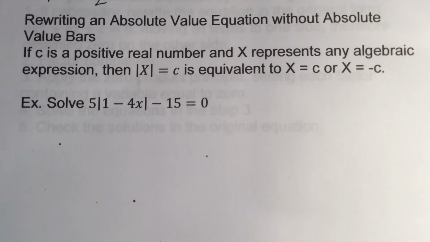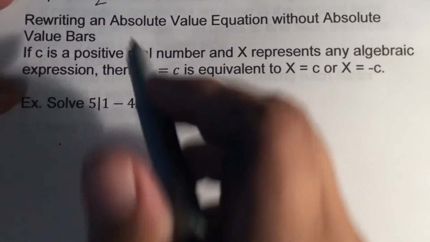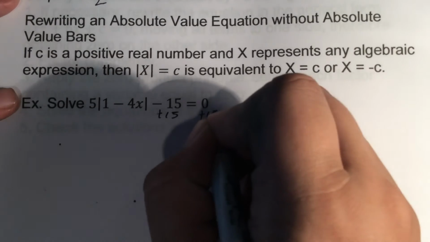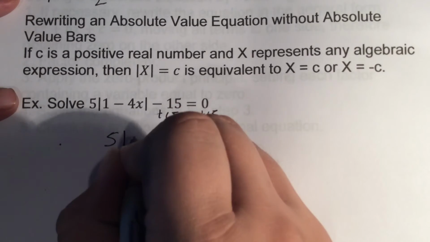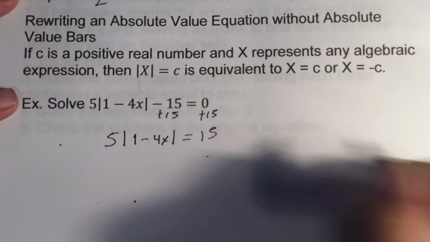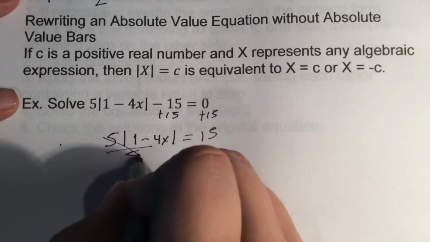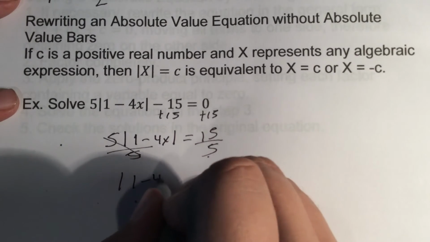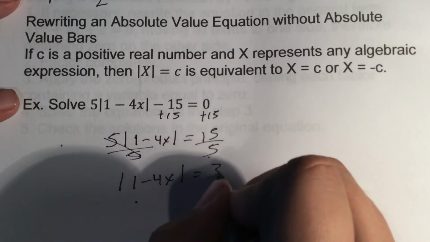So to solve here, first we have to get down to just absolute value on that side. So anything else we need to get rid of, starting with, I'm going to add 15 to the other side. So 5 absolute value of 1 minus 4x would equal 15. Now I would divide by 5 and get the absolute value of 1 minus 4x equaling 3.